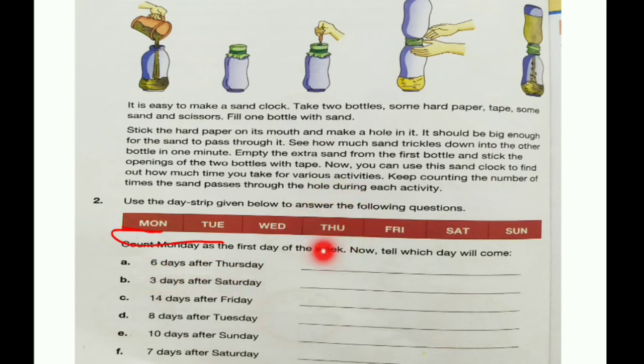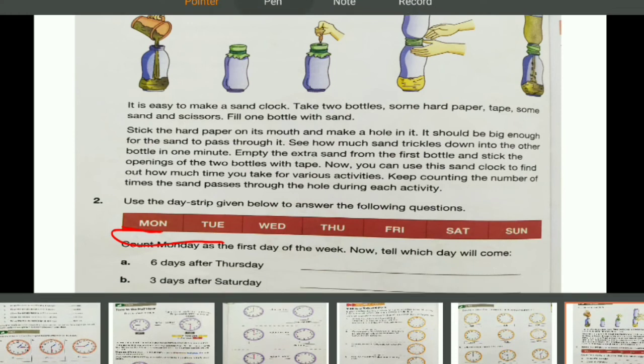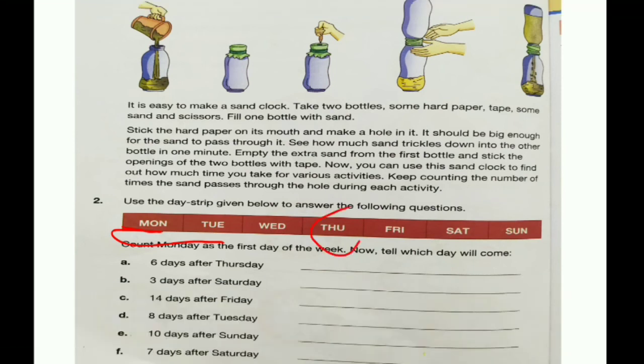Children, here is the Thursday. Then you have to count. Here is the Thursday. You have to count 6 days after Thursday. First day, second day, third day, fourth day, fifth day and sixth day. The 6th day after Thursday comes here, the Wednesday. Okay, write down here Wednesday.